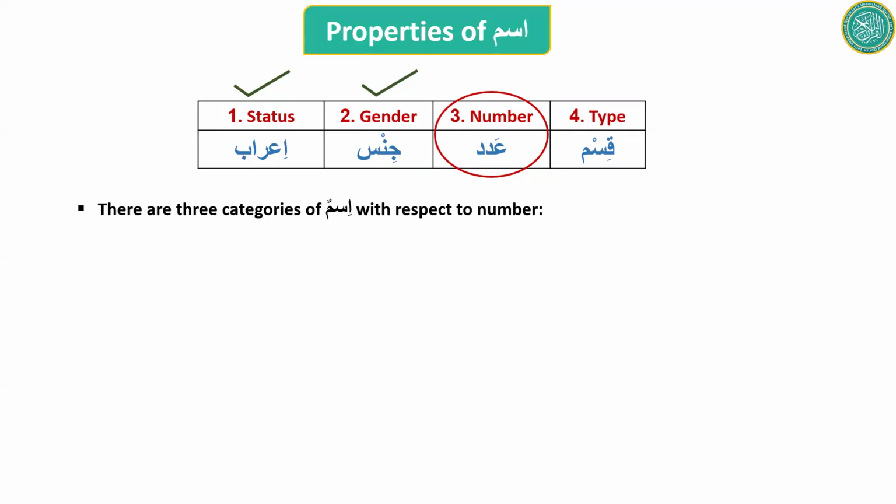There are three categories of ism with respect to number: singular, dual, and plural. We had this discussion before. Like in English, we only have two categories, singular and plural, and the plural includes dual. Dual means two. But in Arabic, singular is singular, one, but the plural is more than two. So for the two, we have to have a separate category that is called dual. So always remember, with respect to number, there are three categories of ism in Arabic language: singular, dual, and plural.